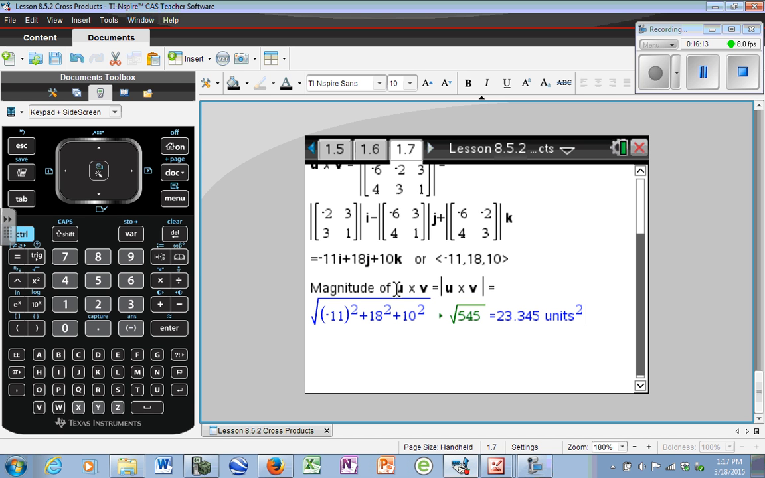So we want to find out how big that is, okay? We want to find out the magnitude of that. We can take it in component form and find the magnitude of the cross product. So we take negative 11 squared and 18 squared and 10 squared and take the square root of that. That's the square root of 545, which comes out to 23.345 square units. If you did this on a piece of paper and found out what the height was, and did the whole thing like you did in geometry, you would get about 23.345 square units. You're going to want to trust me on that, but that's the way that one would work.